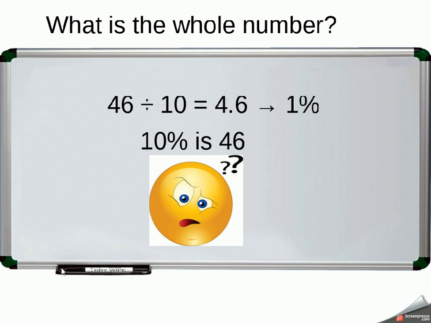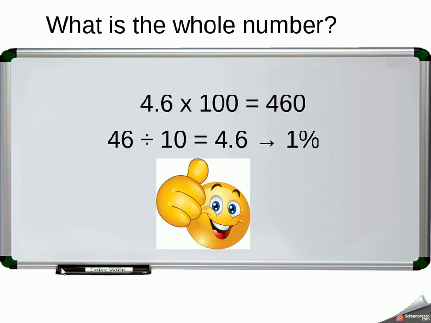Going back to the cake analogy, when we were trying to work out the weight of the original cake, the whole cake was 100% of its weight. So we need to find out what 100% is. So to do that, we multiply the 1% by 100. 1 times 100 is 100. So I multiply my 4.6 by 100, and it'll give me 460.